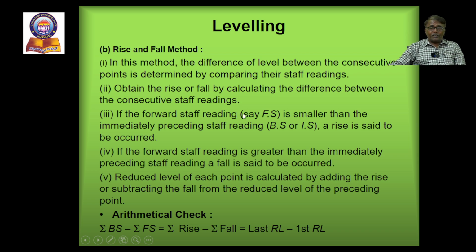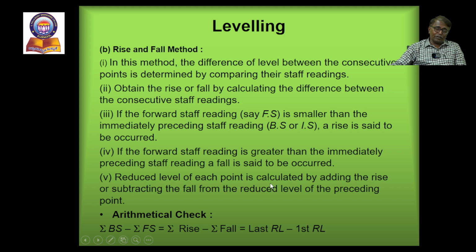If the forward staff reading, that is FS, is smaller than the immediate preceding staff reading BS or IS, a rise is said to have occurred. That is a positive value. If BS minus FS or BS minus IS or IS minus FS is a positive value, then we will treat it as a rise. That means the current position of the staff is at a higher elevation than the previous one. If the forward staff reading is greater than the immediately preceding staff reading, a fall is said to have occurred. So if you get a negative sign here, it will be a fall.